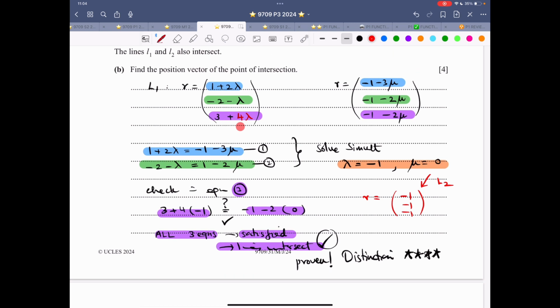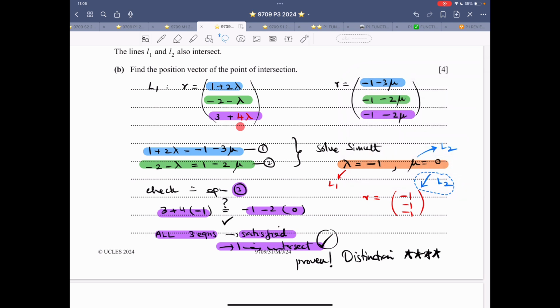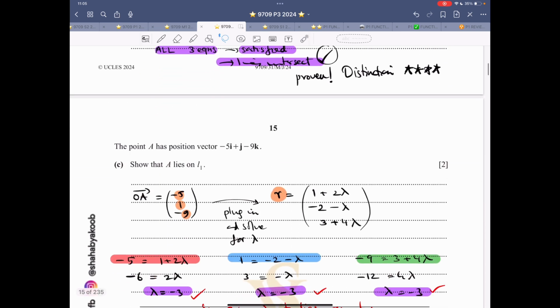And then how do you find the point of intersection? Either place mu where it belongs, so lambda goes in line 1 or mu goes in line 2. So that is line 2 over here, and let me highlight the color. That is line 2. That is line 2. And that is how you find the position vector of the point of intersection. Minus 1, minus 1, minus 1.